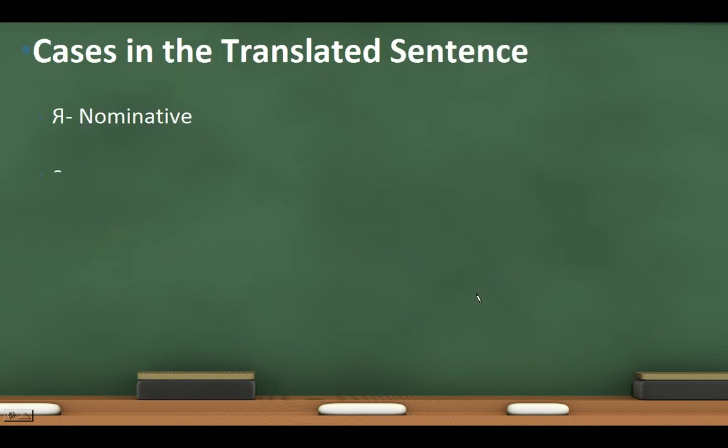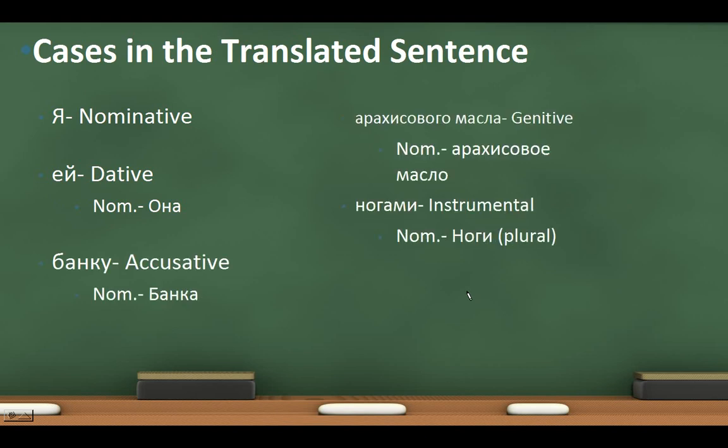So we're going to go over this again real quick, and what they mean. Okay, so ja, of course, is the nominative, and that just means I. Je is in the dative, and that means to her. Je in its nominative form is ana, which means she. So ana, meaning she, when it's turned into je, means to her in the dative case. Same thing with banku, which is a jar, but its dictionary form is banka. So you can see how the a turns to the u, and this u signifies that it's in the accusative case.